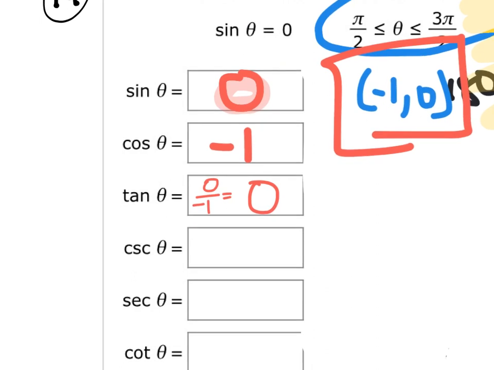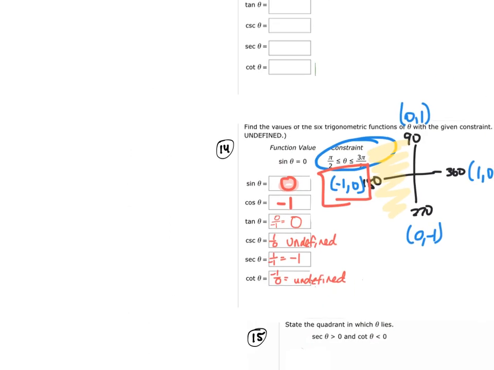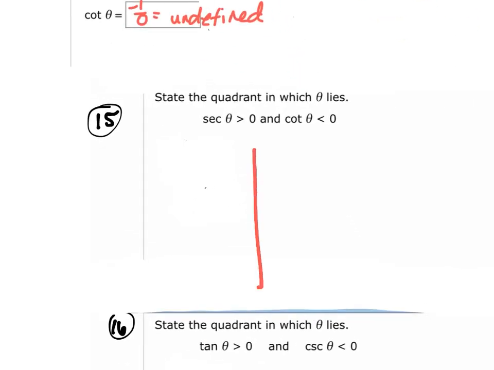Cosecant goes with what? Sine. So it's going to be 1 over our y. So 1 over 0 is undefined. Secant goes with cosine. 1 over x. 1 over negative 1 equals negative 1. Cotangent, x over y, negative 1 over 0 is undefined. Whenever they tell you the sine is 0, cosine is 0, they're talking about one of those quadrantal angles. The rest of them are all numbers. Here's another.